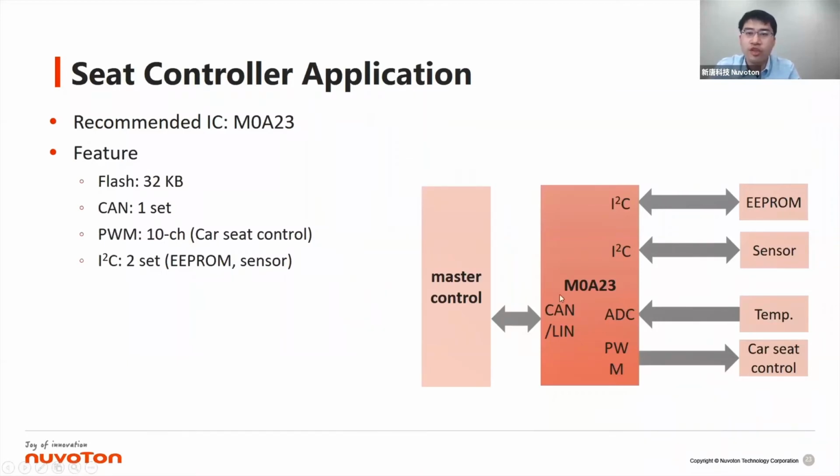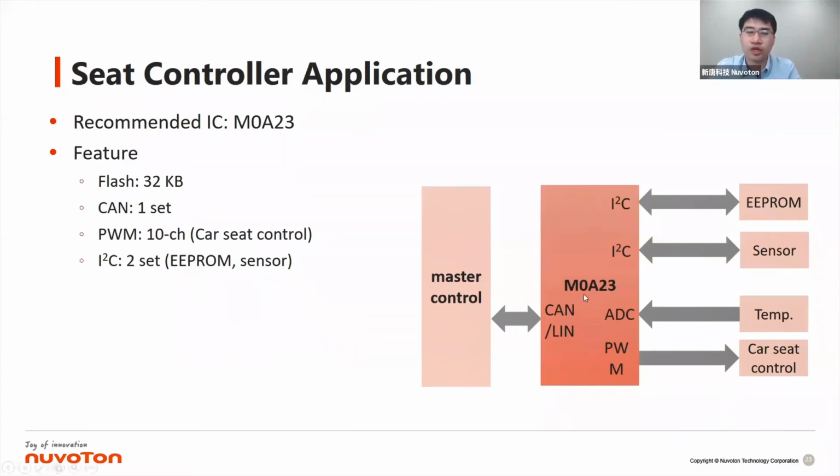So M0A23 provides you many functions. For example, we can provide you up to 10 channel PWM to control the fan and the motor. And the I2C can communicate with the EEPROM and the other temperature sensor. So M0A23 is suitable for the modern seat, which needs the heating control and the fan inside the seat.